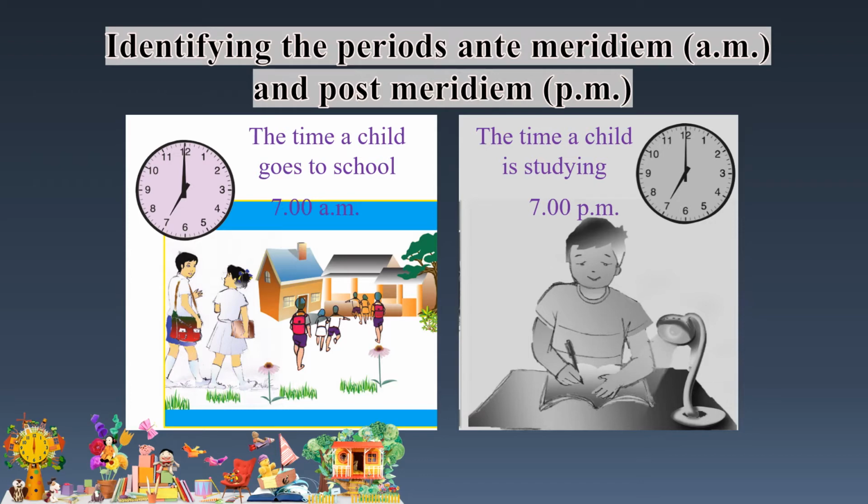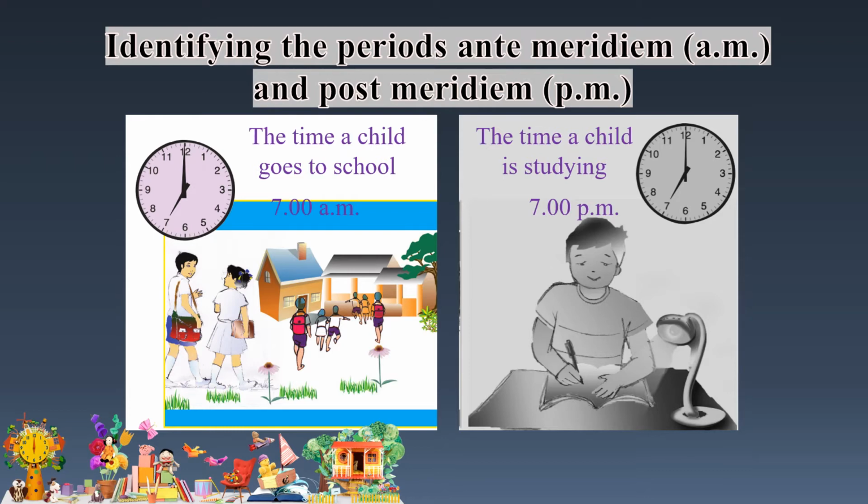In the second figure, we can see a child is studying. He is using a lamp. Therefore, most probably it's in the evening, isn't that so? In the clock, once again, we can see 7 o'clock is mentioned there. So we can say the time a child is studying is 7 p.m.